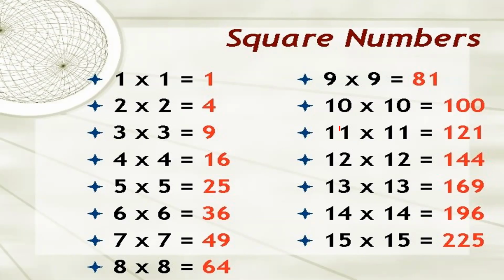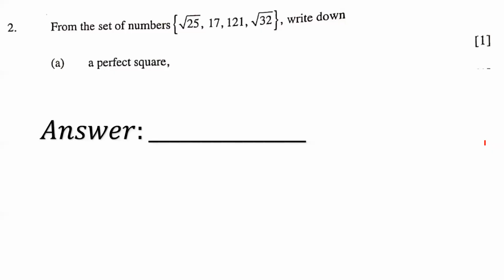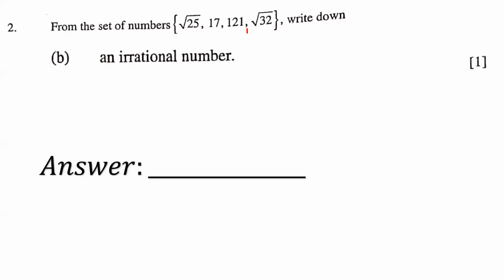So we have 11 times 11, and 11 times 11 is 121. That means that 121 is a square number. Inside the set, we do have 121. So 121 is a square number because 11 times 11 is 121. So the correct answer for this one is 121. Let's move on to 2B.